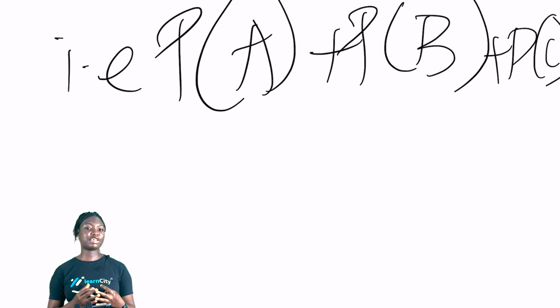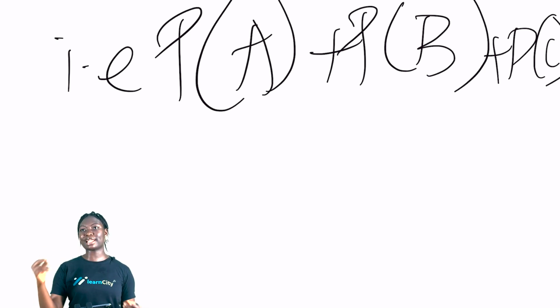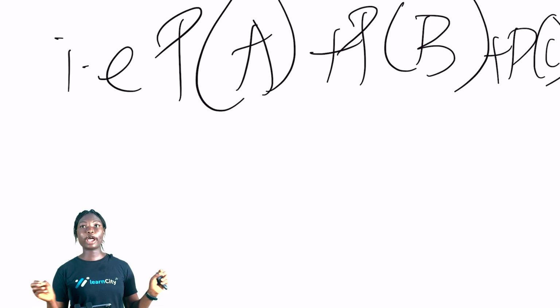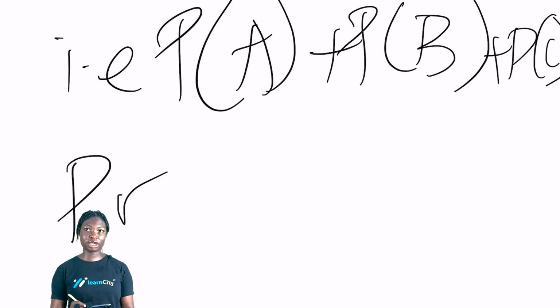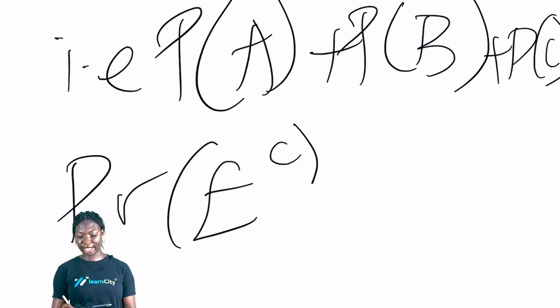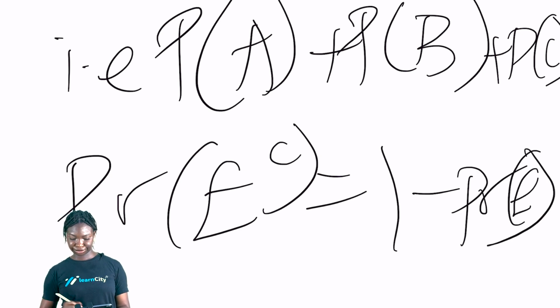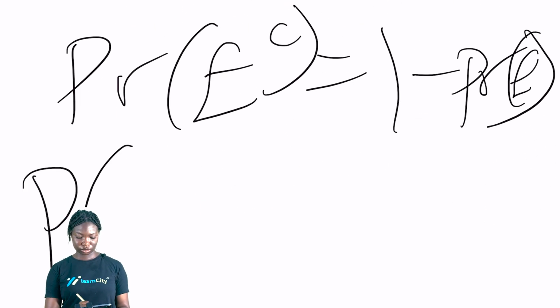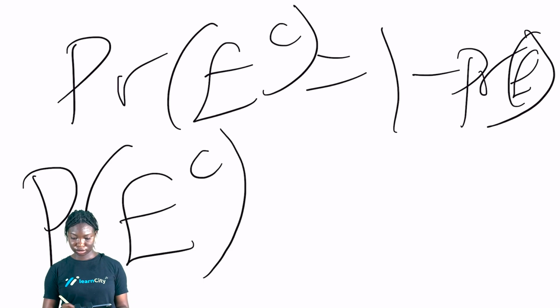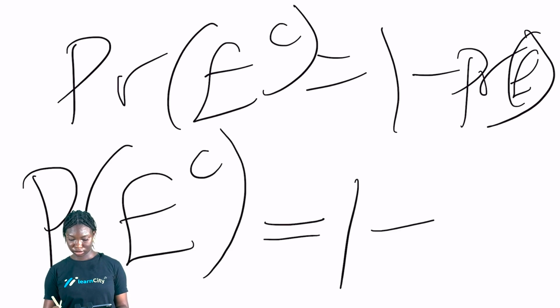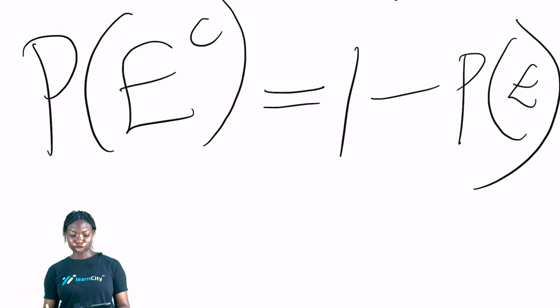Now, complementary events. We need to recall that E complement is the complement of a set E. So the probability of E complement will be 1 minus the probability of E.